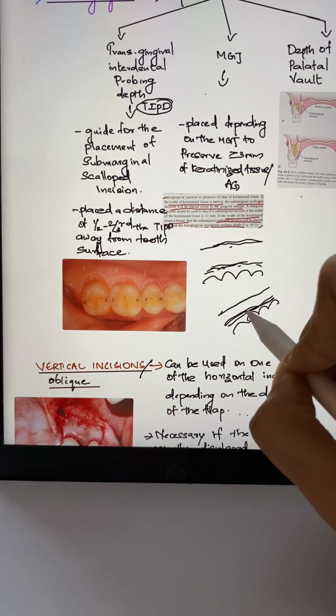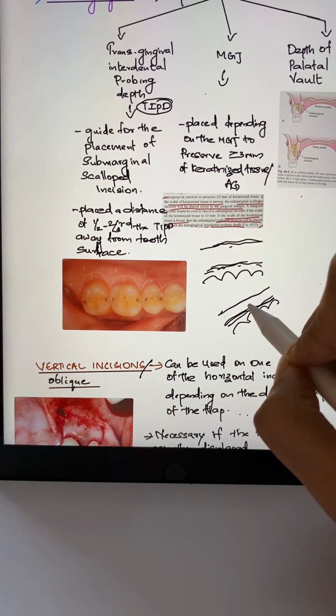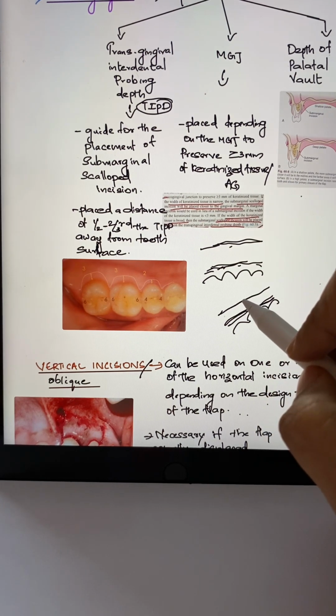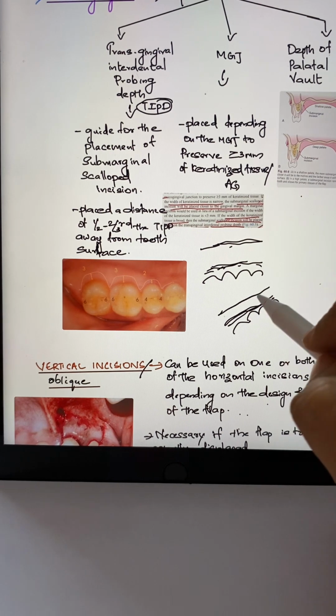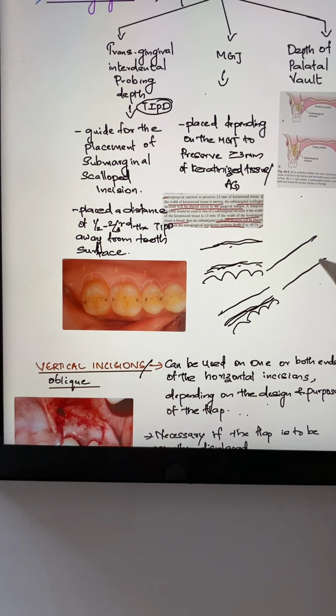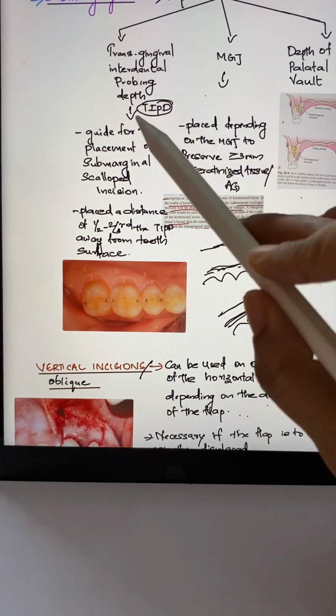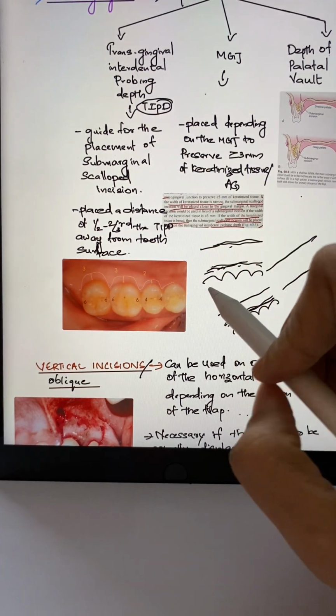In such cases, instead of the submarginal incision, you can do the marginal incision. And if the width of the keratinized tissue is broad, like this much of distance is there, then the submarginal scalloped incision will be placed according to the transgingival interdental probing depth.